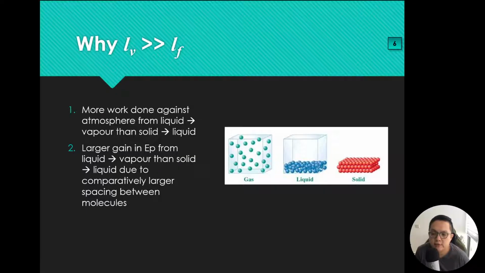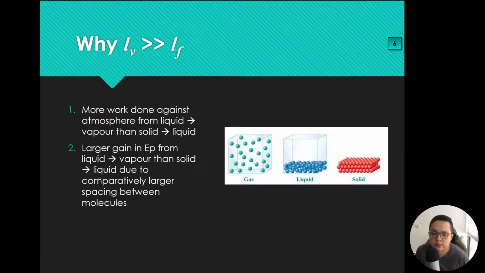But if you want to go from liquid to gas, it has to occupy a larger space. When it occupies a larger space, it has to push away the existing atmosphere that's there. It has to do work against the atmosphere. Therefore you need more energy to convert from liquid to gas than from solid to liquid.